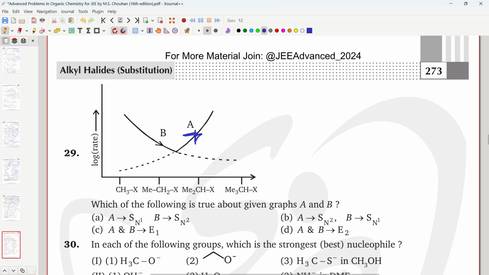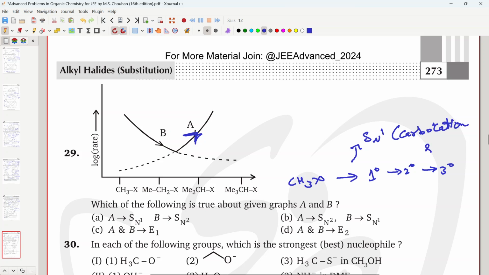Yeah, A is supposed to be increasing, not decreasing. The rate increases as substitution increases. The x-axis gives us methyl, primary, secondary, and tertiary. So the rate increases as substitution increases. This is a characteristic of SN1, carbocation stability, right? And graph D is decreasing.